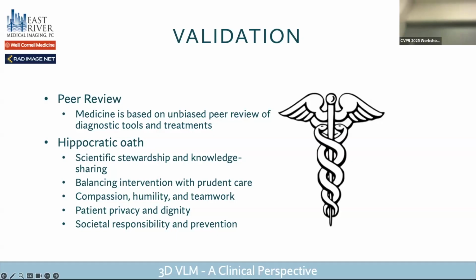Those need to be people who are unrelated to your research team looking at what you're doing. You need to prove to doctors that what you're providing them actually works the way that you're saying it is working.